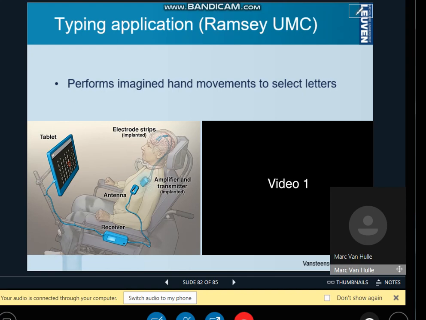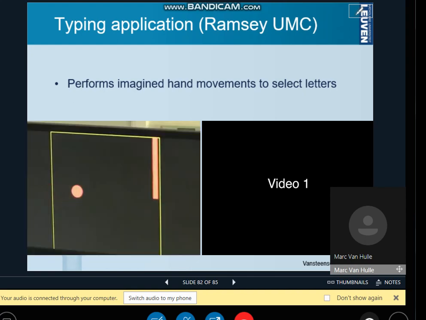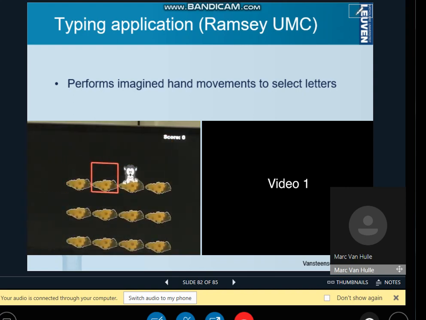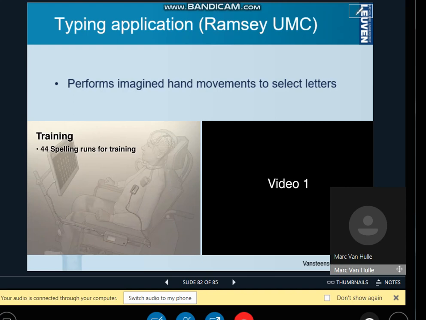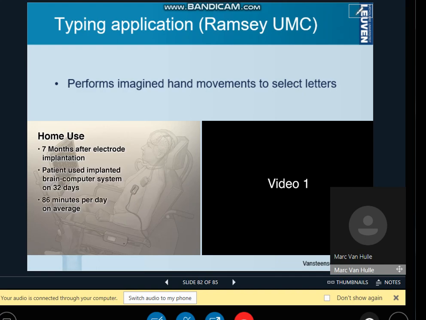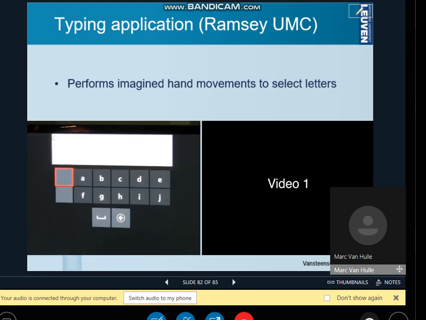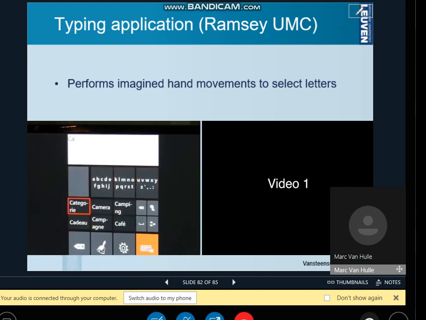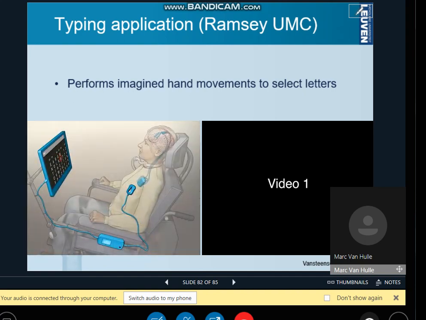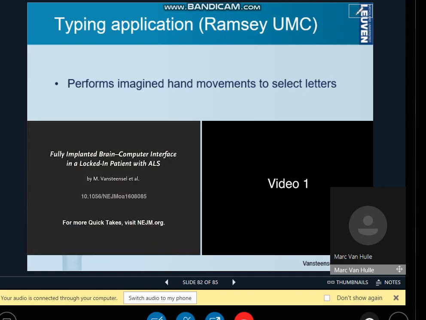The algorithm and parameters of the decoding software were tested and optimized as the patient practiced activating her motor cortex, learning to regulate the magnitude and timing of the brain's signal. The patient performed 44 spelling runs for training and was able to type at the equivalent of 2 letters per minute with nearly 90% accuracy. 7 months after electrode implantation, she used the implanted brain-computer system at home on 32 days and for 86 minutes per day on average. Thus, the implanted brain-computer system shows that autonomous communication is possible for a patient with ALS and locked-in syndrome. The full report is available at nejm.org.